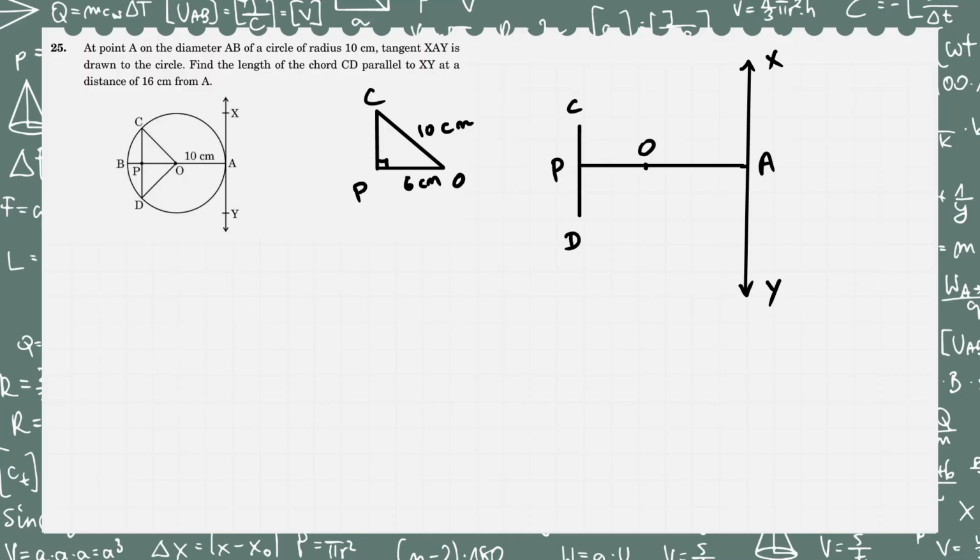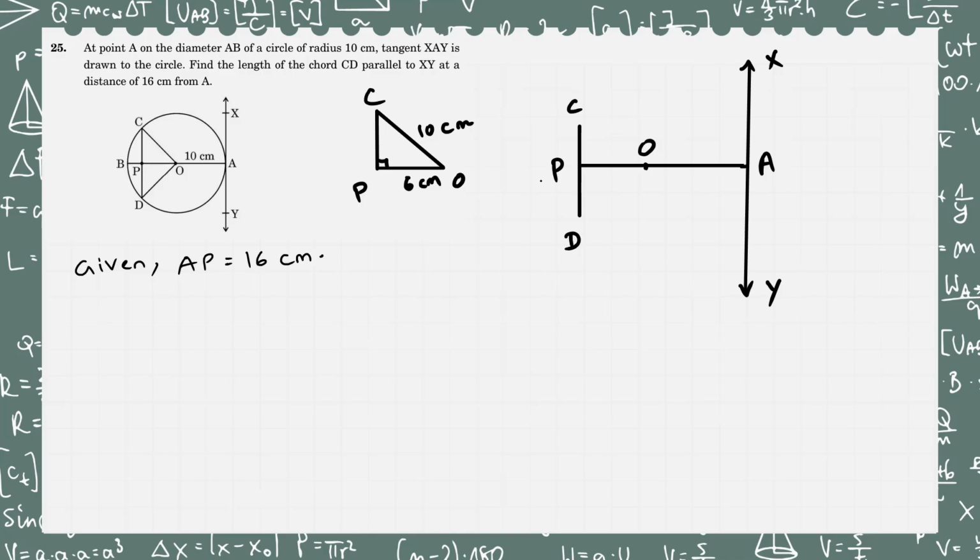AP distance equal to 16 centimeter. Okay, so using this, you have to find the length of the chord CD. Okay, so let us see how to do that. So, let us start with the given thing. Given AP equal to 16 centimeter.